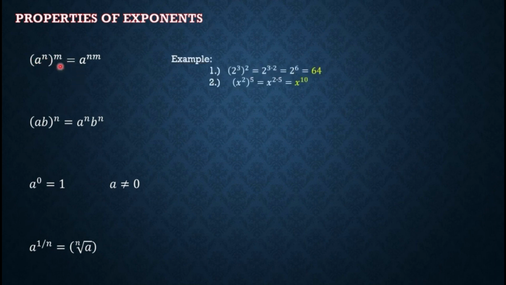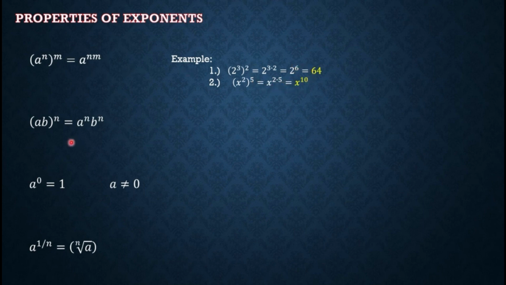So for example, quantity 2 to the power 3, to the power 2, is equal to 2 to the power 3 times 2, so 2 to the power 6, which is equal to 64. Then quantity x squared to the power 5 is equal to x to the power 2 times 5, which is equal to x to the power 10.